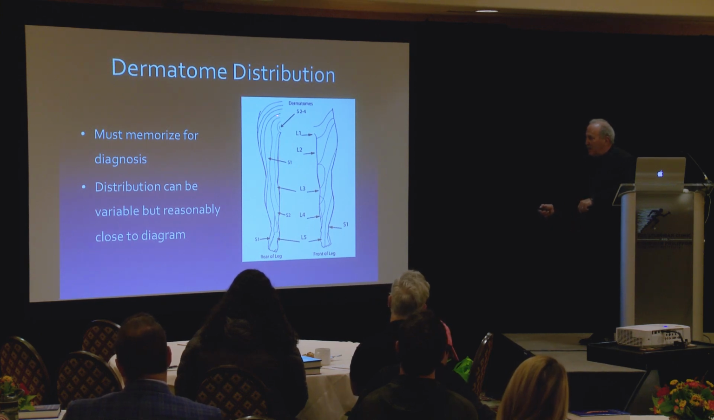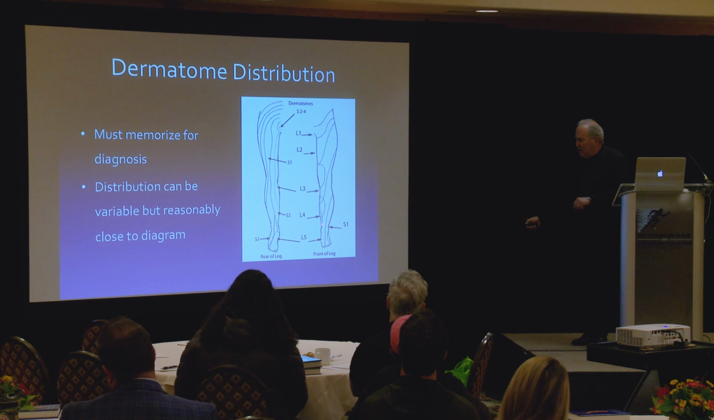Now, do you have to know that S1 starts near the rectum and radiates all the way down to the lateral aspect of the foot? Well, it helps. If somebody's got an L5-S1 herniation and the pain radiates to the bottom of the foot, that goes, hey, that could be an S1. If the pain doesn't go below the ankle, is it going to be an S1? Maybe. We'll talk about the centralization phenomenon.